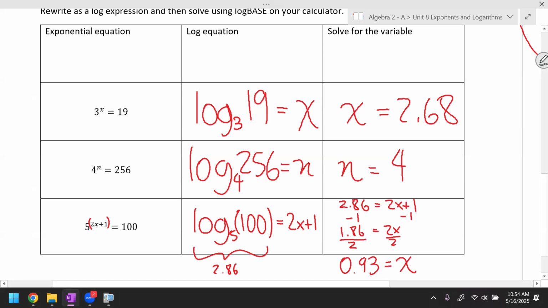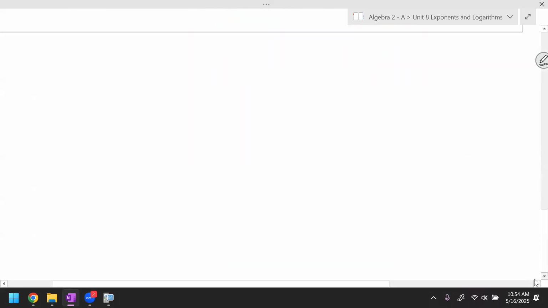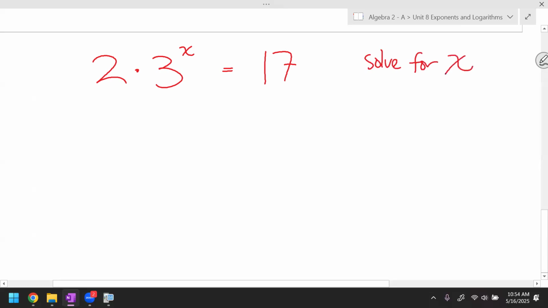And that's the end of my mini quiz. Now I want to run through just 2 more example problems that require an extra step, okay? So this wasn't on the mini quiz, but it's still important to know for the test. Let's say, for example, that we have 2 times 3 to the power of x equals 17. And what if I wanted to solve for x?